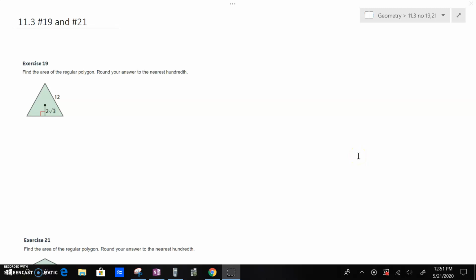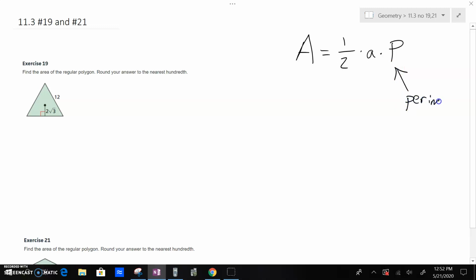Okay, this is a video working through two problems from the 11.3 homework, number 19 and number 21. For both of these, you need the formula from the section that talks about the area of a regular polygon equaling half times the apothem times the perimeter. So perimeter, obviously distance around the outside, is one that we're a little more comfortable with.